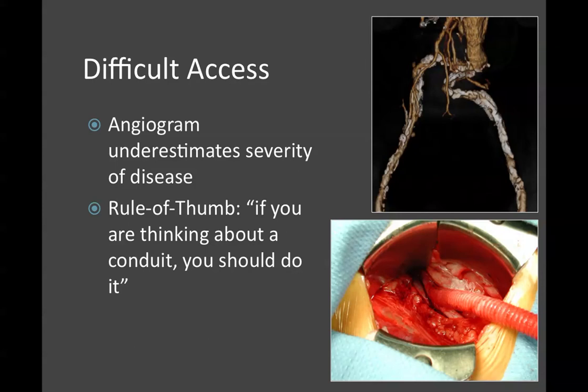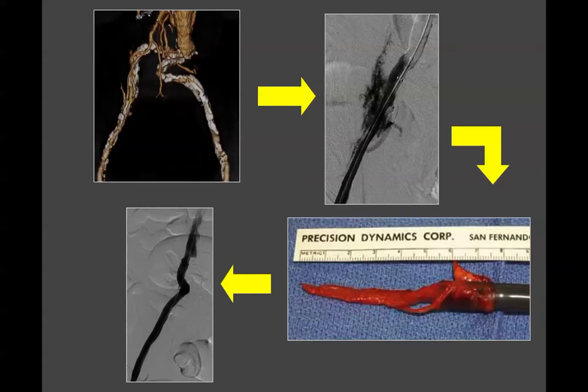Difficult access has been also discussed. I think it's a nice rule of thumb to remember that angiograms typically underestimate severity of disease, and CT scans are a much more sensitive measure of the severity of disease than other modalities. And in our institution, if you think about a conduit, you should basically do it. And if you don't abide by some of these quick rules of thumb, this is what can happen. This is the proverbial iliac artery on a stick.